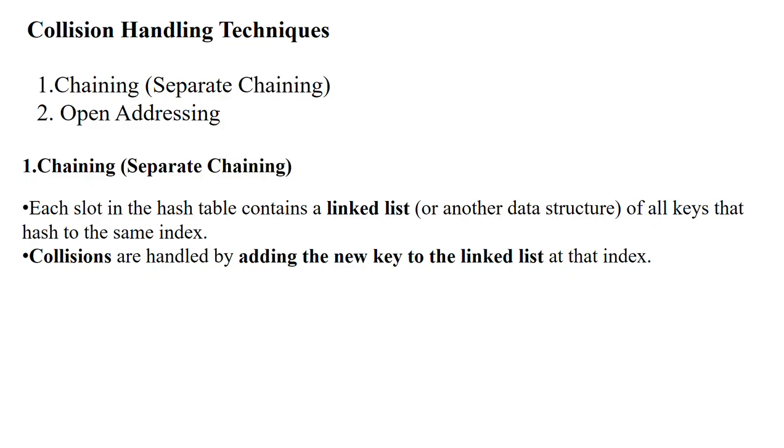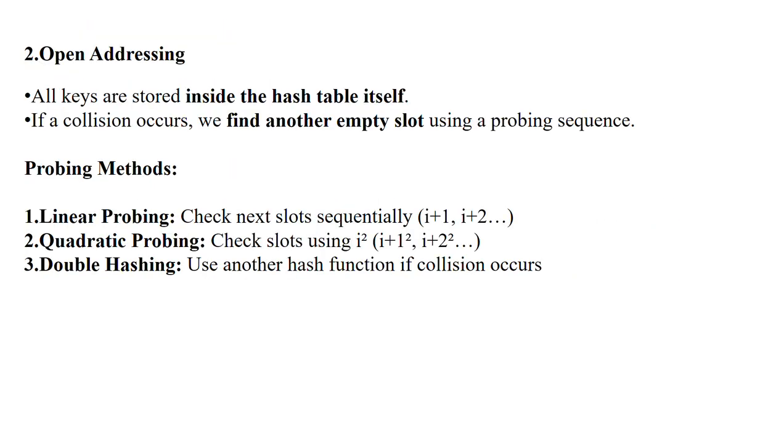Another method to handle collision is called open addressing. Unlike chaining, in open addressing, all keys are stored directly in the hash table array itself. So if a collision occurs, we find another empty slot in the table using a probing sequence. There are several ways to find the next available slot, like linear probing, quadratic probing, and the third one is double hashing.